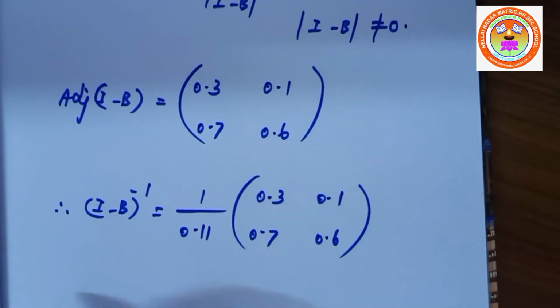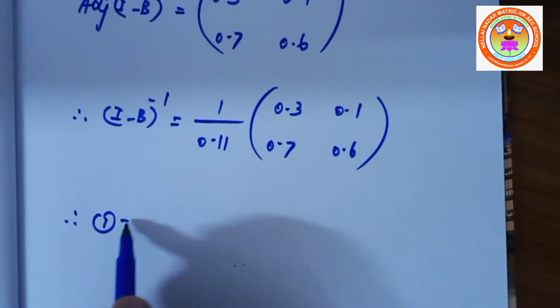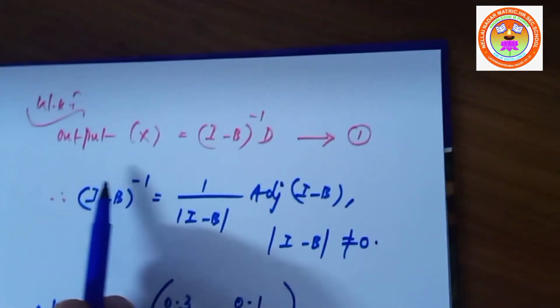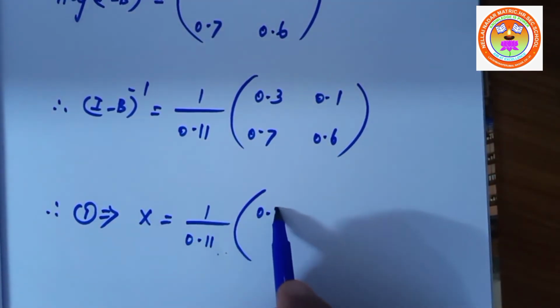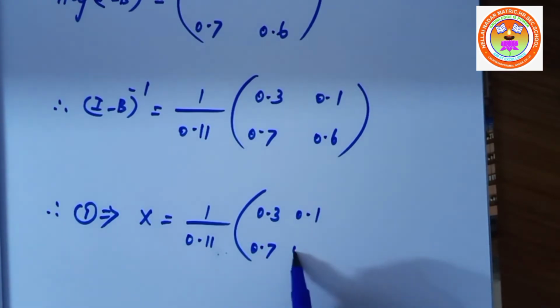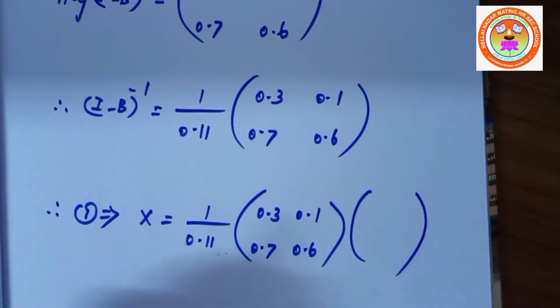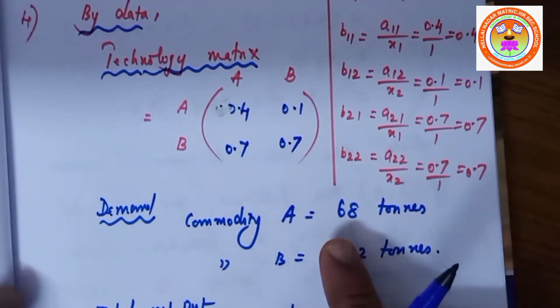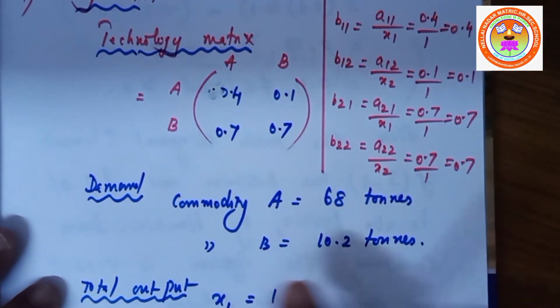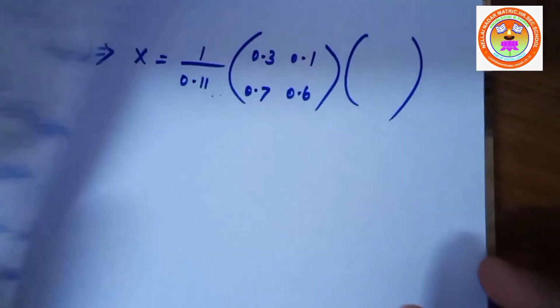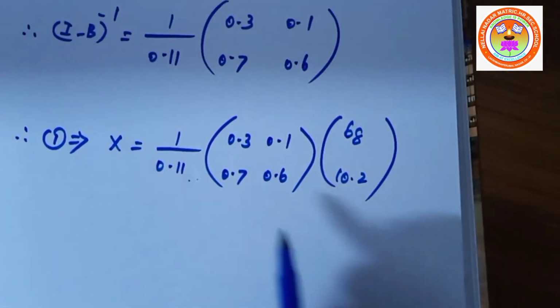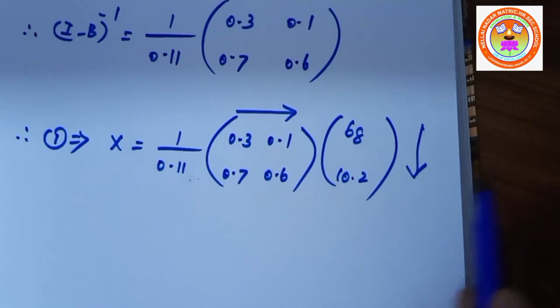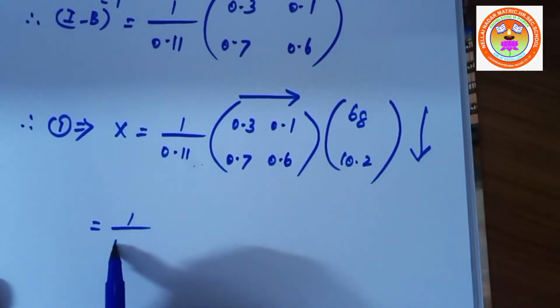Finally, equation number 1 implies X equals (I minus B) inverse into demand. (I minus B) inverse is 1 by 0.11 into 0.3, 0.1, 0.7, 0.6, into the demand that is given in the question itself, 68 and 10.2. You write over here 68 and 10.2. It's a row by column multiplication, matrix multiplication. So row by column only, that is equal to 1 divided by 0.11.